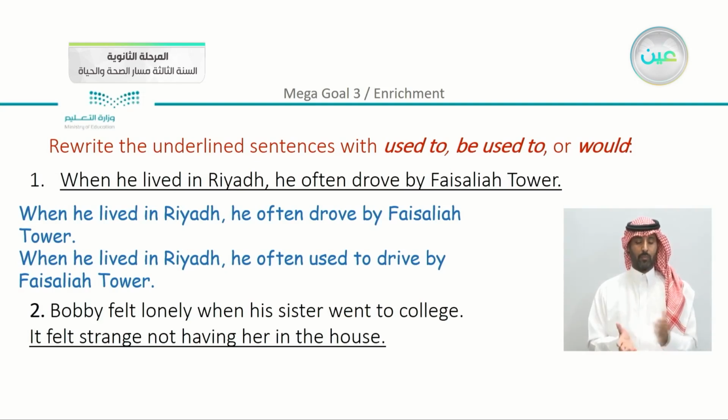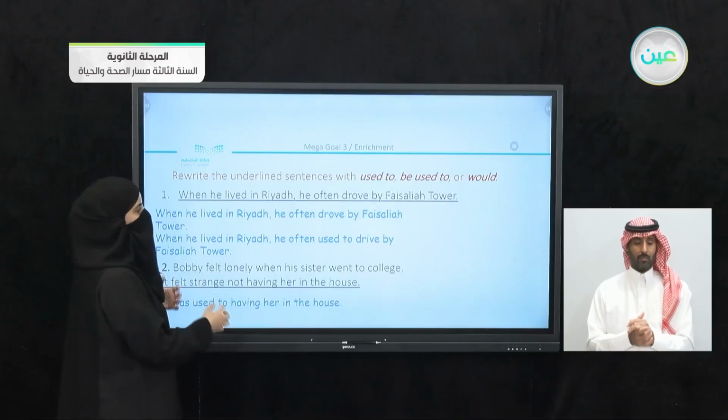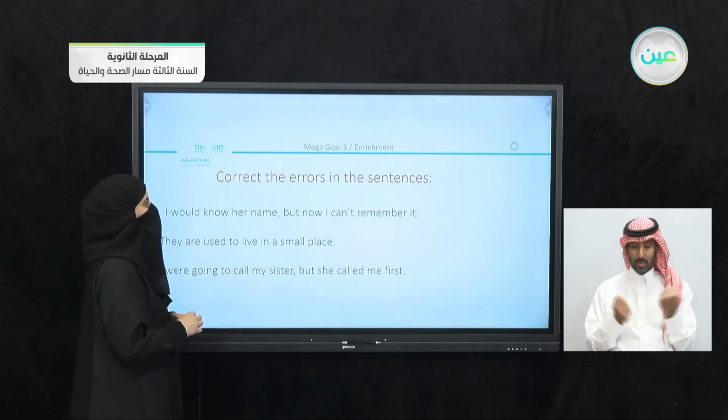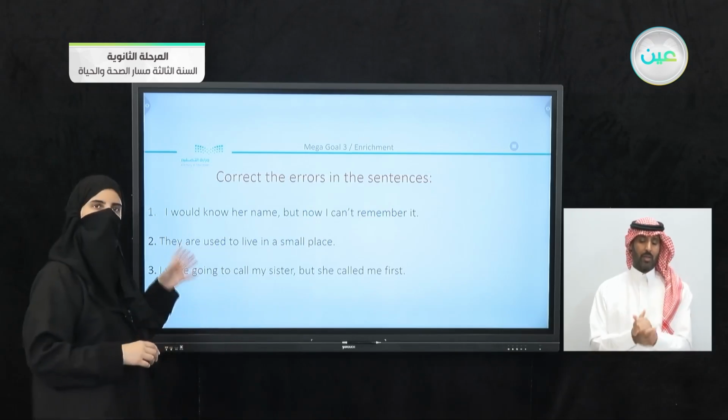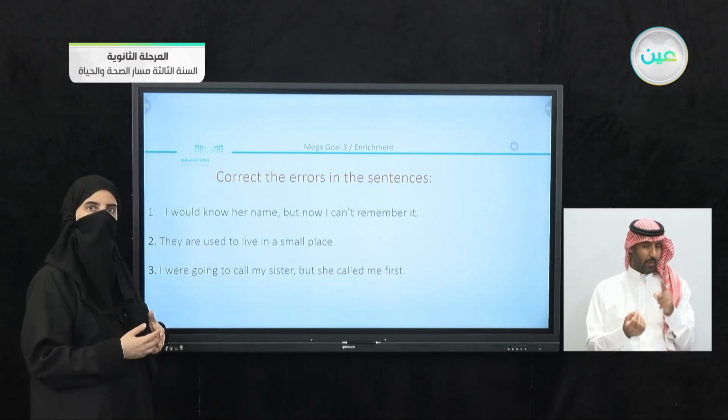We have number 2. Bobby felt lonely when his sister went to college. It felt strange not having her in the house. We can just answer here that he was used to having her in the house. So here, the best way is just to practice and apply them in sentences. Of course, we do have some errors here. Just check with me and see what is wrong.